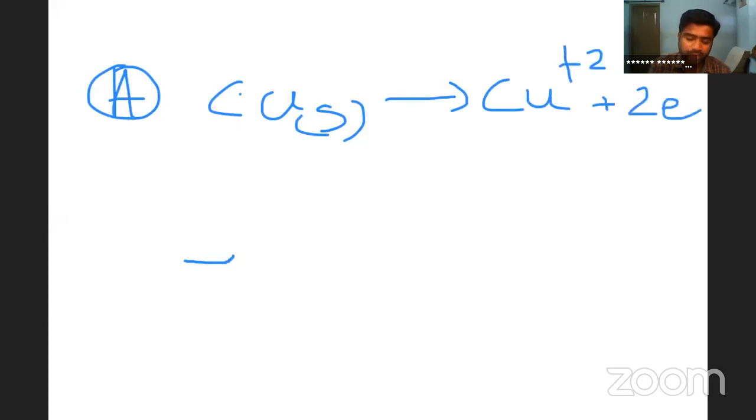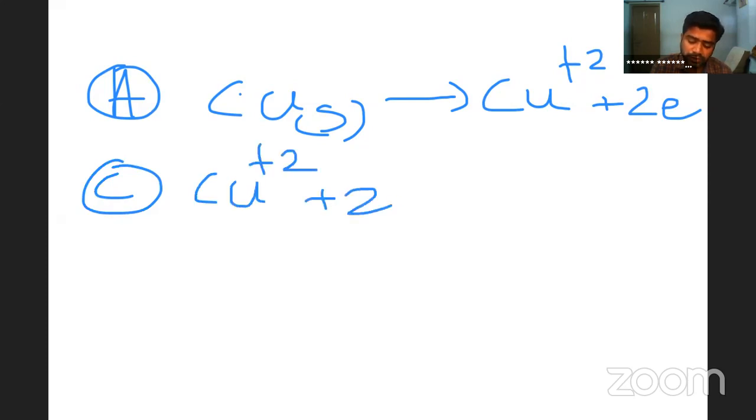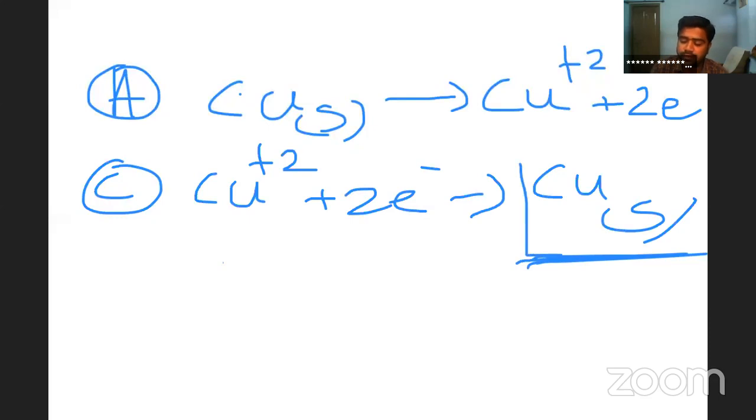Do you understand? The best example is copper, let me show it. How copper gets carried out at the anode side: the reaction is carried out at the anode side. Copper, which is solid, will give Cu2+ plus 2 electrons. At the cathode side, the Cu2+ plus 2 electrons combine to give pure copper. This is what we call pure copper, obtained at the cathode side.